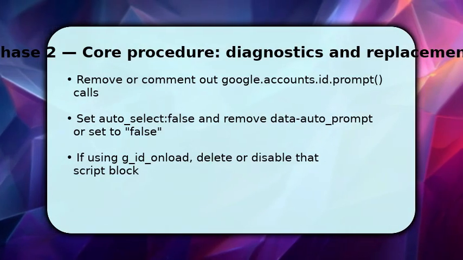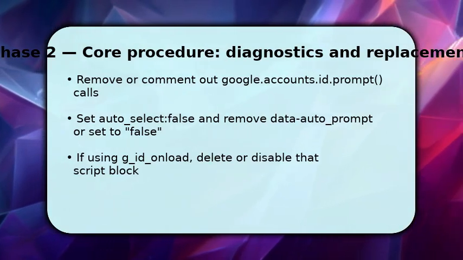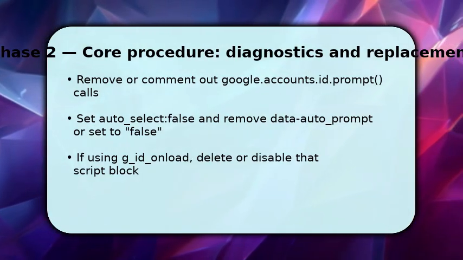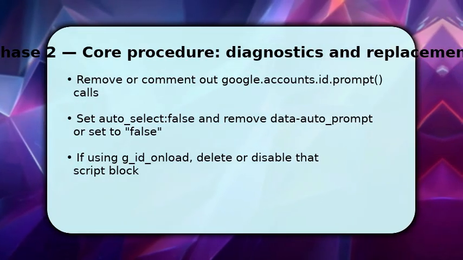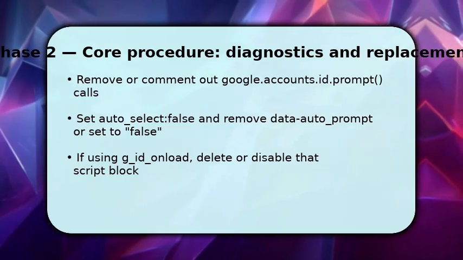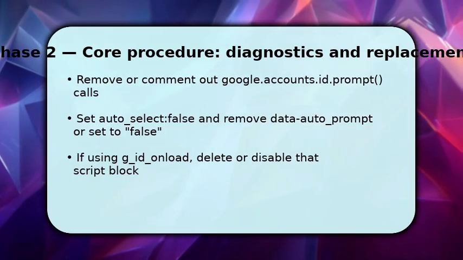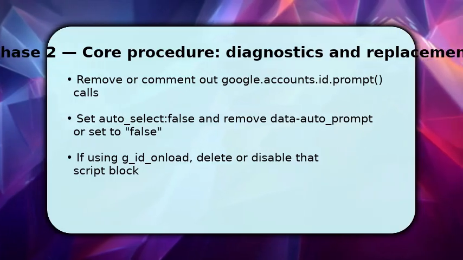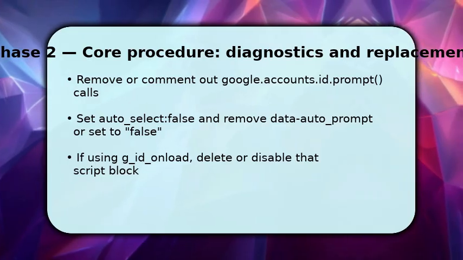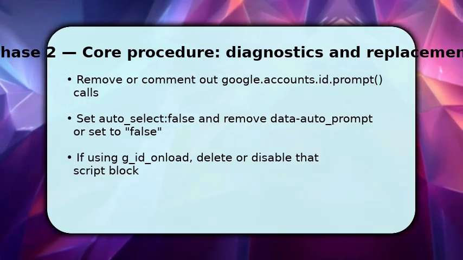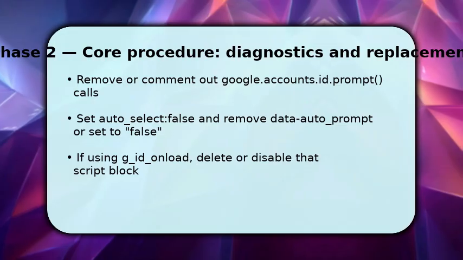Now you modify the implementation. Remove or comment out any google.accounts.id.prompt call so the browser never triggers the UI. Then in your initialization config set auto_select to false, and if your HTML uses data-auto_prompt, change it to false or remove the attribute entirely. If your page loads the GIS onload block, delete or disable that script.